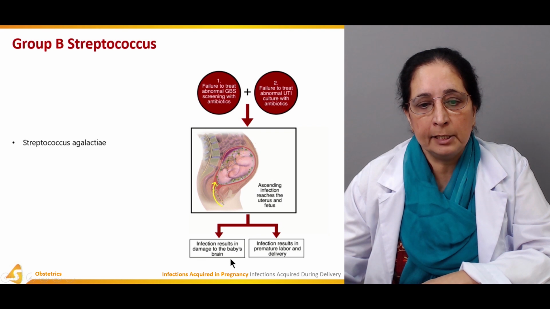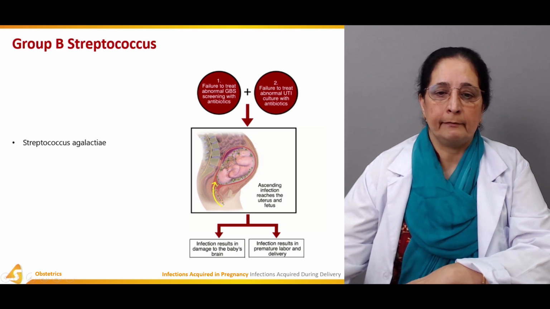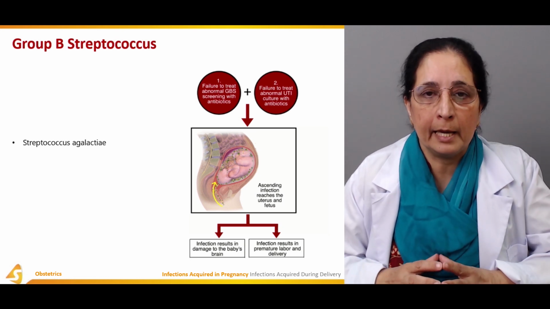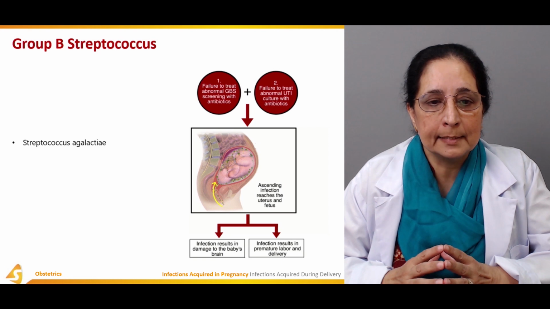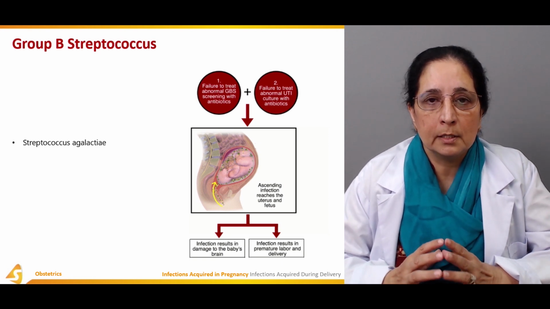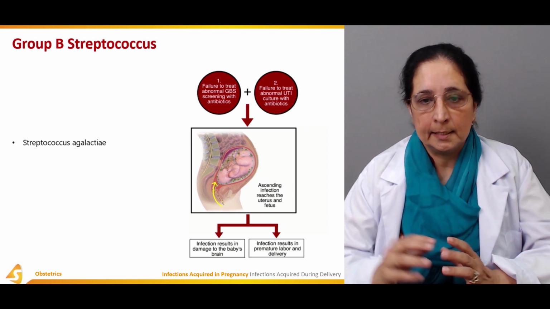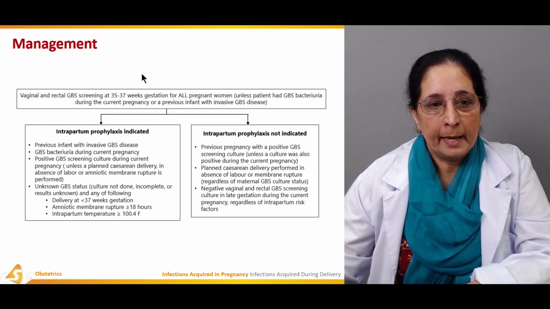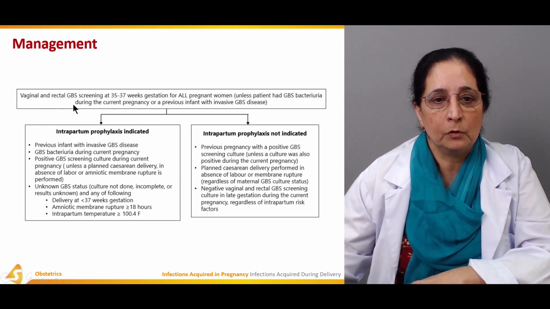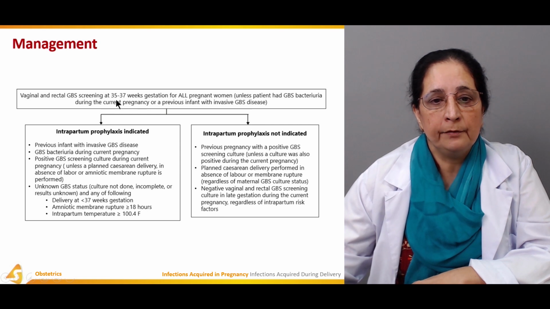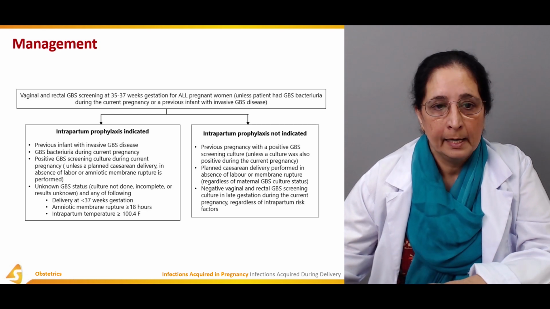Infection can result in damage to the baby's brain, and infection can result in premature labor and delivery. So if there is infection by group B streptococcus, which is mainly caused by Streptococcus agalactiae, it can cause damage to the baby's brain and also cause premature labor and delivery. The management of group B is vaginal and rectal group B streptococcus screening at 35 to 37 weeks gestation for all pregnant women.